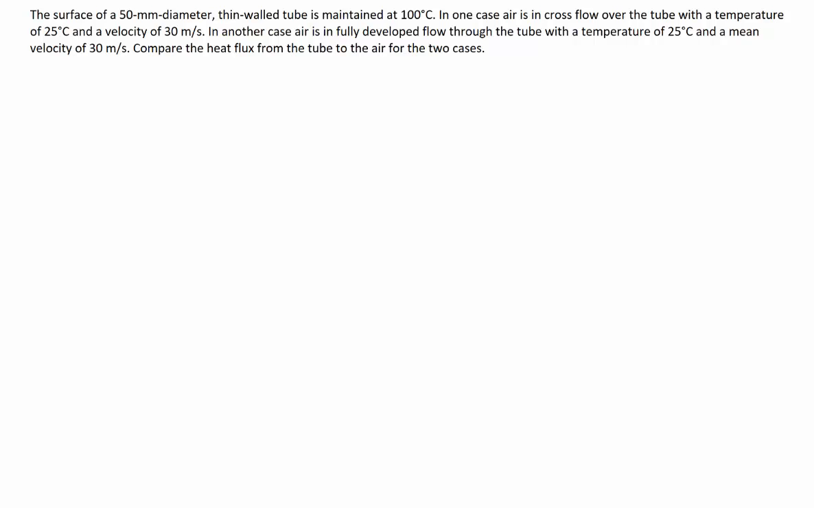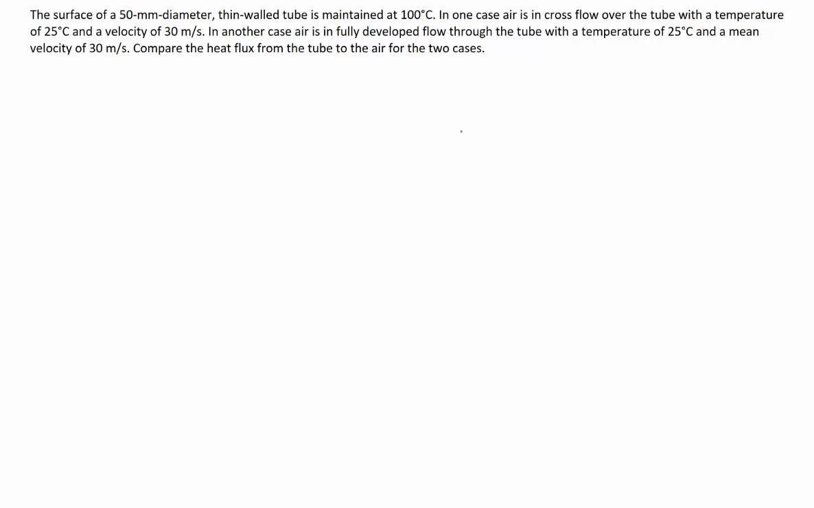Problem statement. The surface of a 50 millimeter diameter thin wall tube is maintained at 100 degrees C. In one case, air is in cross flow over the tube with a temperature of 25 degrees C and a velocity of 30 meters per second. In another case, air is in fully developed flow through the tube with a temperature of 25 degrees C and a mean velocity of 30 meters per second. Compare the heat flux from the tube to the air for the two cases.